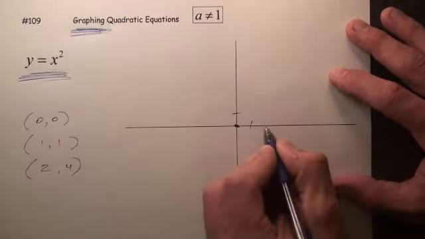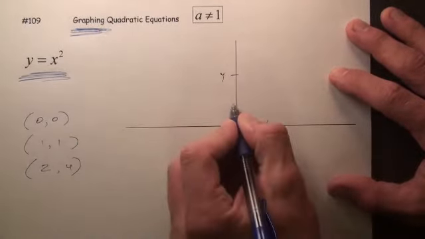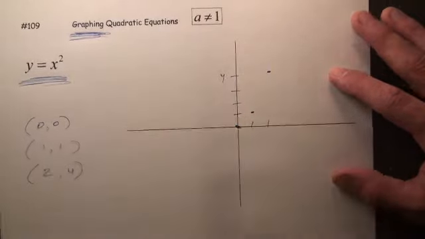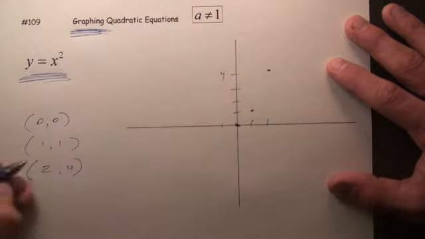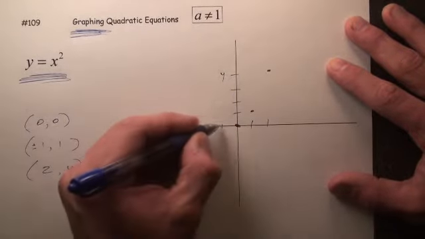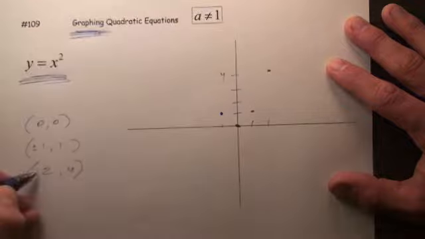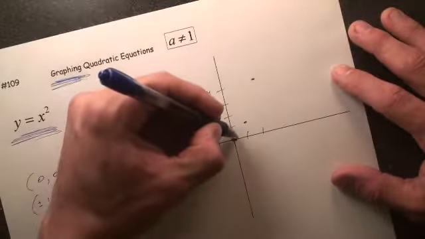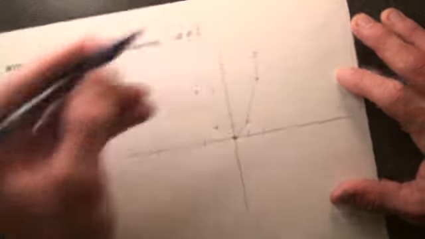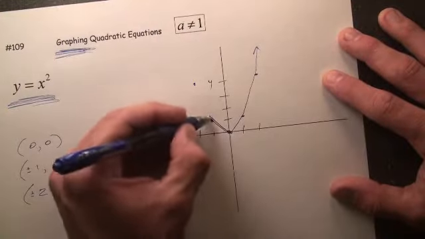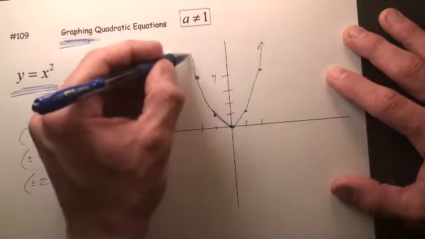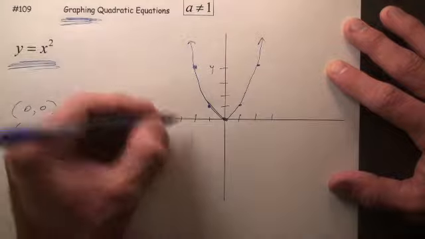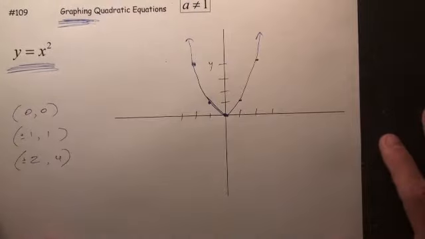So here's 1, here's 1, here's 2, maybe there's 4. There's 2 and 3. So 1, 1, 2, 4. And of course, negative 1 plus or minus. So negative 1 gives you a positive 1, and negative 2 gives you a positive 4 also. That's where you get the quadratic shape, the parabolic shape. You could see here also that if you plugged in 3, you would get 9, right? And if you plugged in negative 3, you'd also get positive 9. So this is the mother graph.